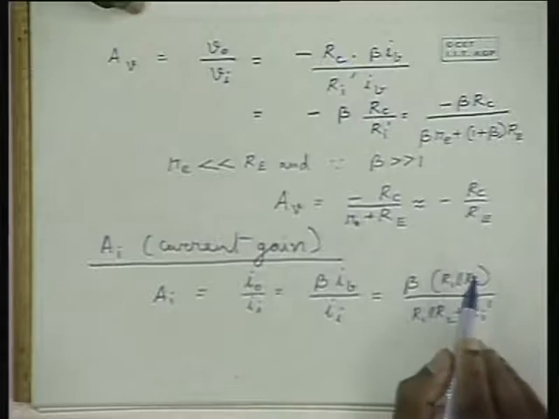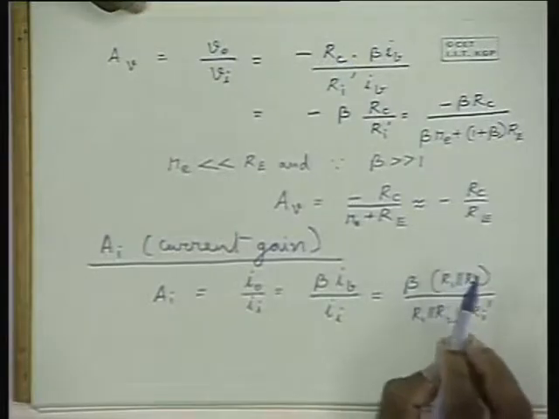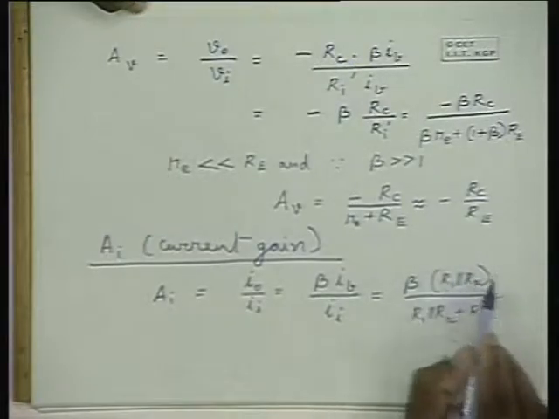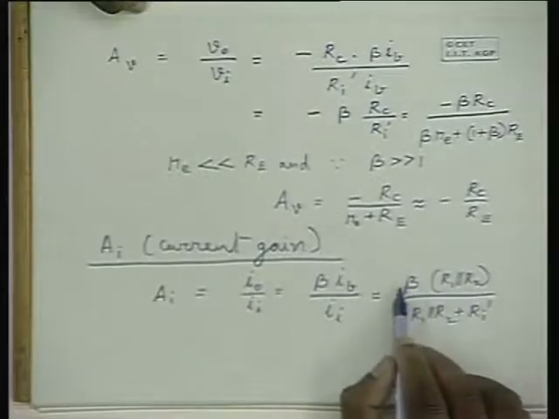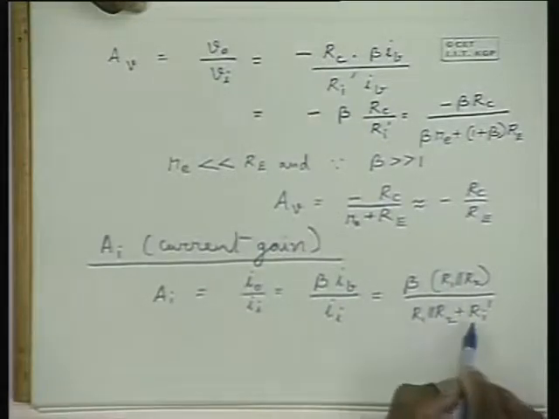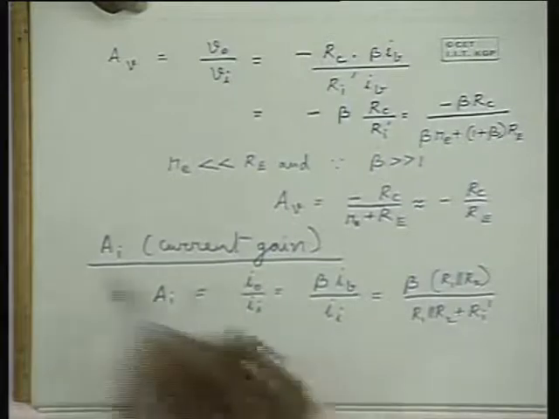Now, in the textbook you are following, that is Nagrath's scheme, this is expressed as an RB. In which case, the expression is beta RB by RB plus Ri dash, and the Ri dash expression is given.